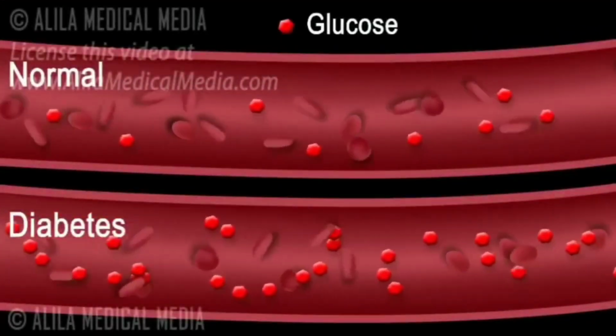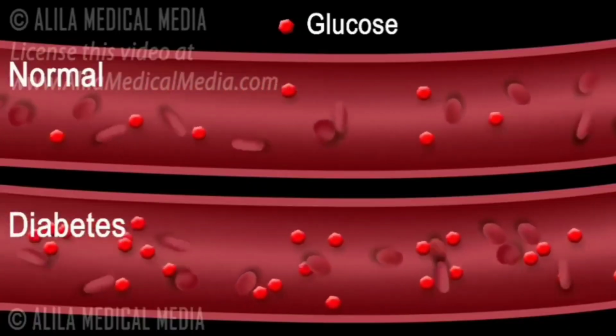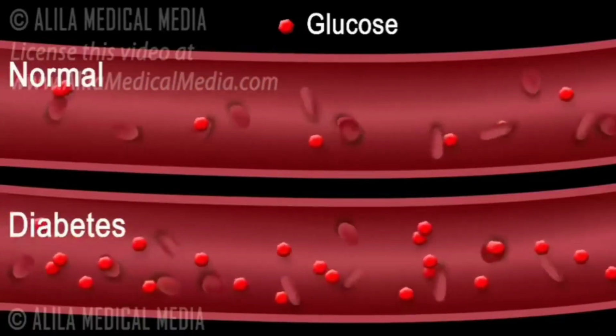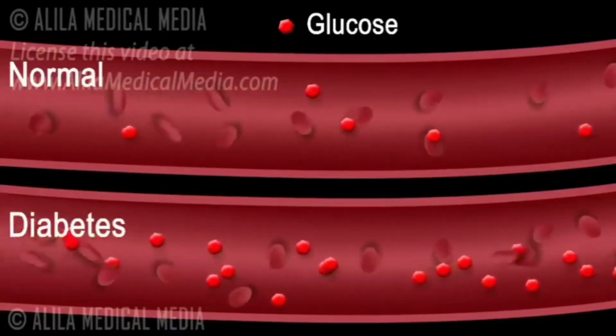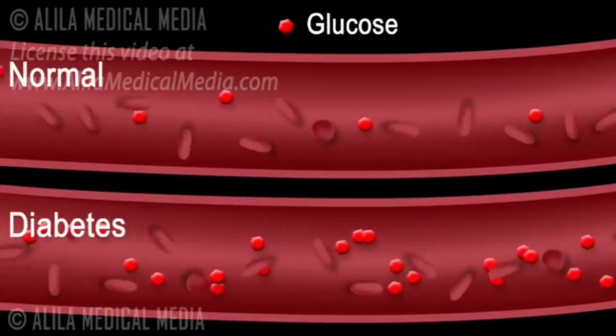Diabetes refers to a group of conditions characterized by a high level of blood glucose, commonly referred to as blood sugar. Too much sugar in the blood can cause serious, sometimes life-threatening health problems.